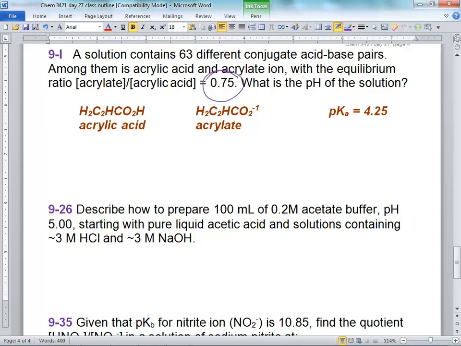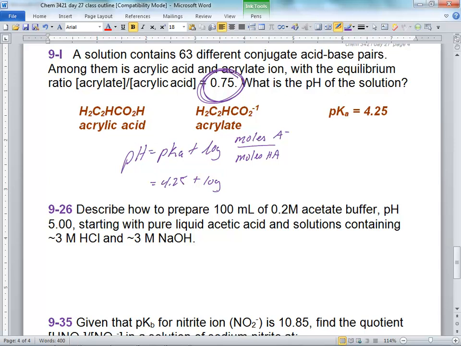But they just told you this is the ratio, 0.75. So there is some pH in that system, and it's influenced by all these 63 weak acids. It influenced them to create that acrylate to acrylic acid ratio of 0.75. So you pretty much just write whose equation? Henderson-Hasselbalch. And just with this one system, you can get the pH. Right? pH is pKa plus the log of the moles of the conjugate base over the conjugate acid. But that's the same as the concentration of the conjugate base over the conjugate acid. So we pretty much just plug it in. Our pH would be 4.25 plus the log of 0.75.